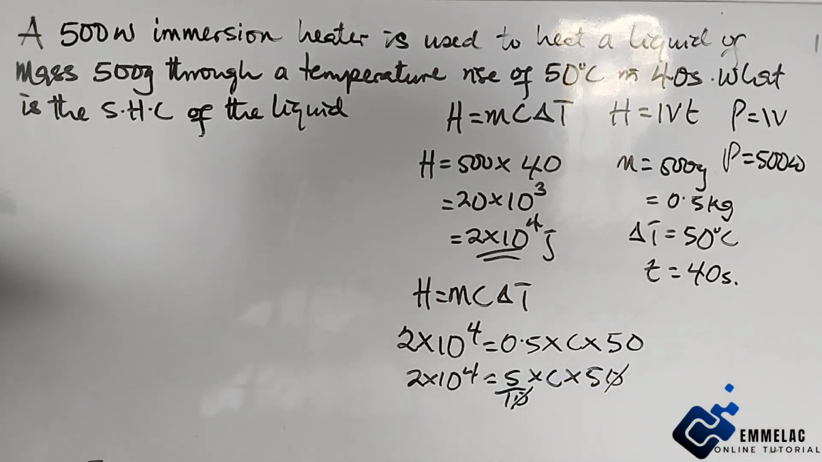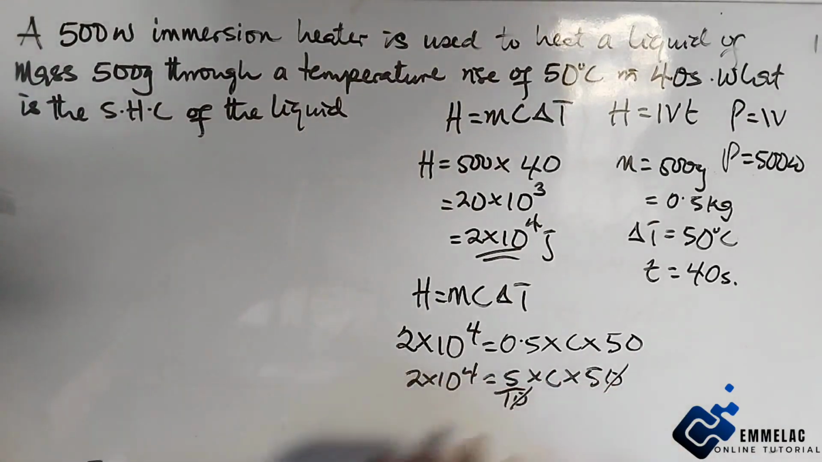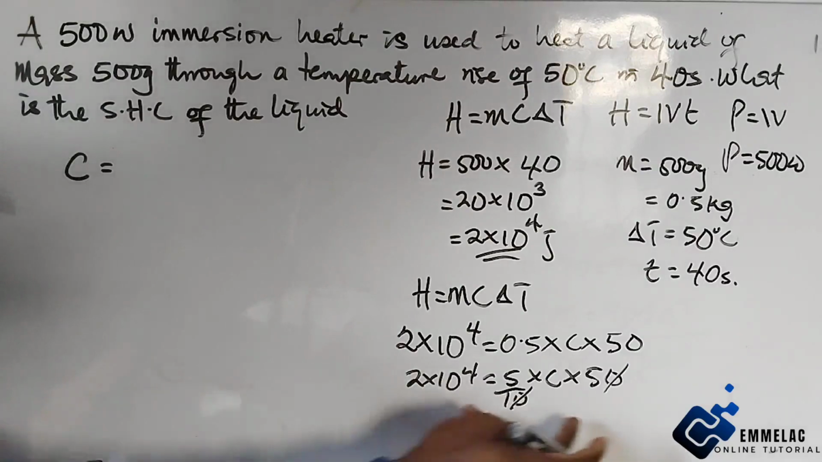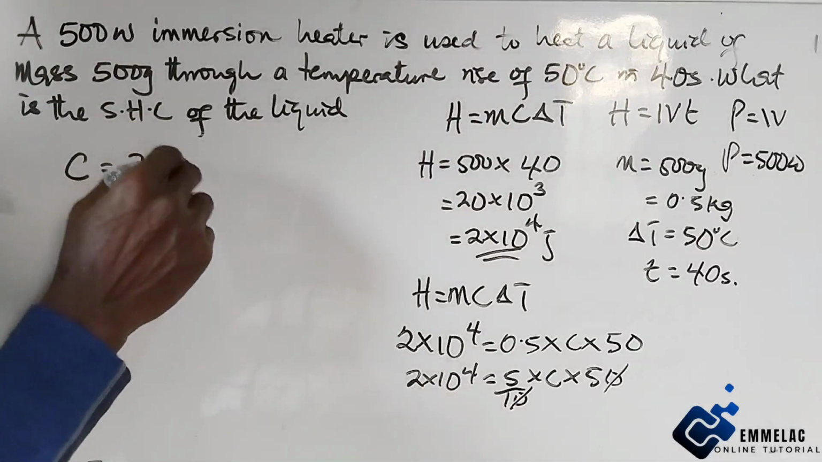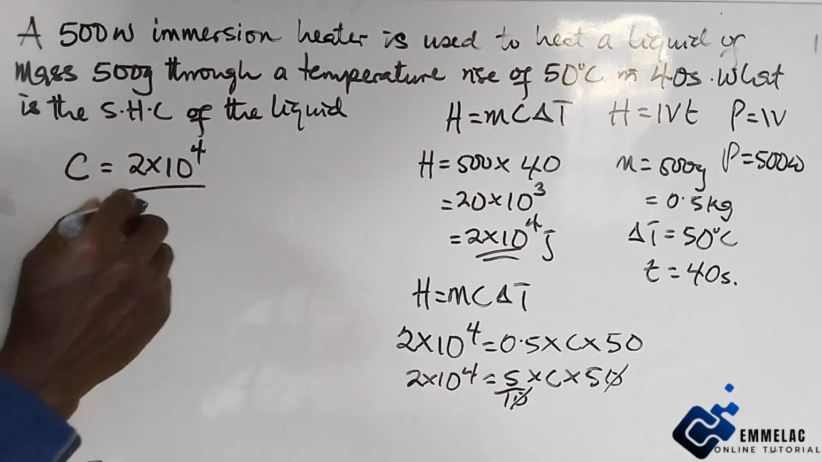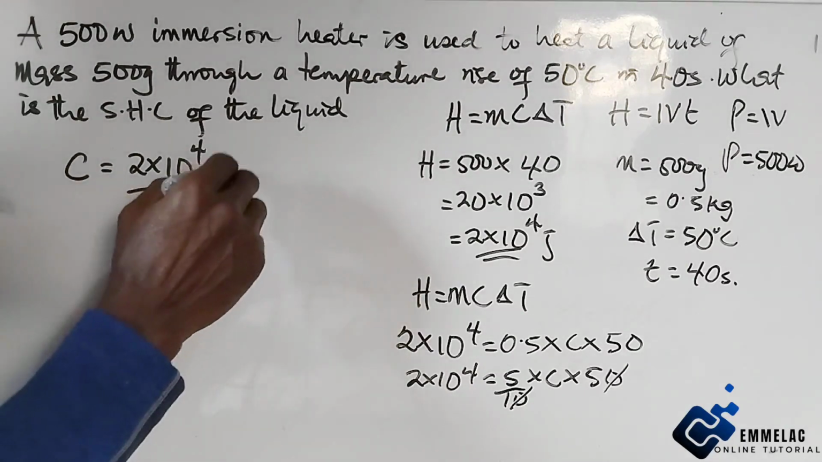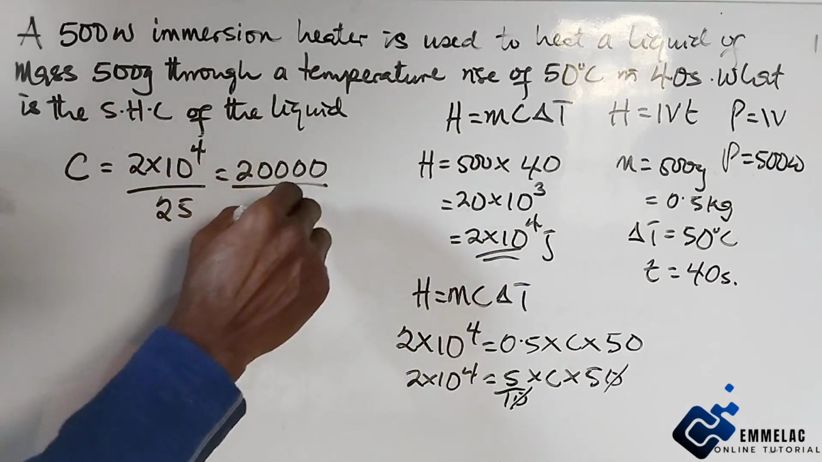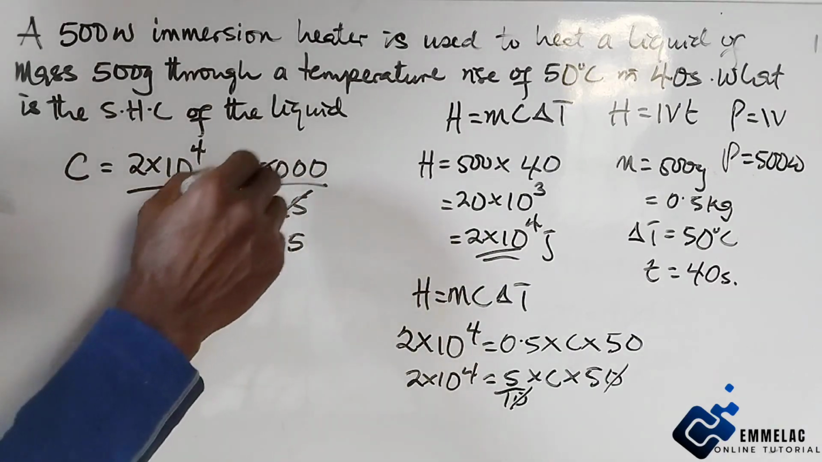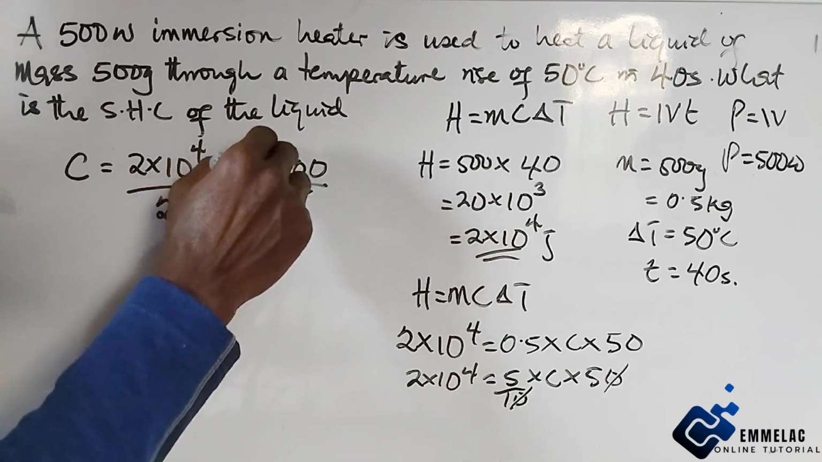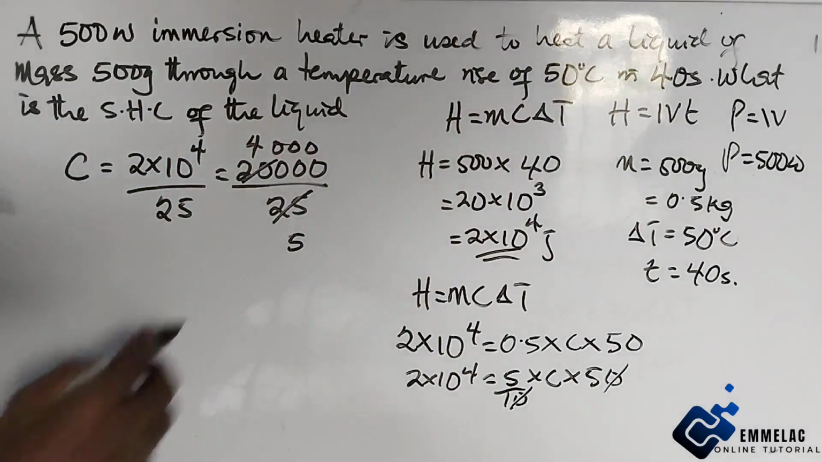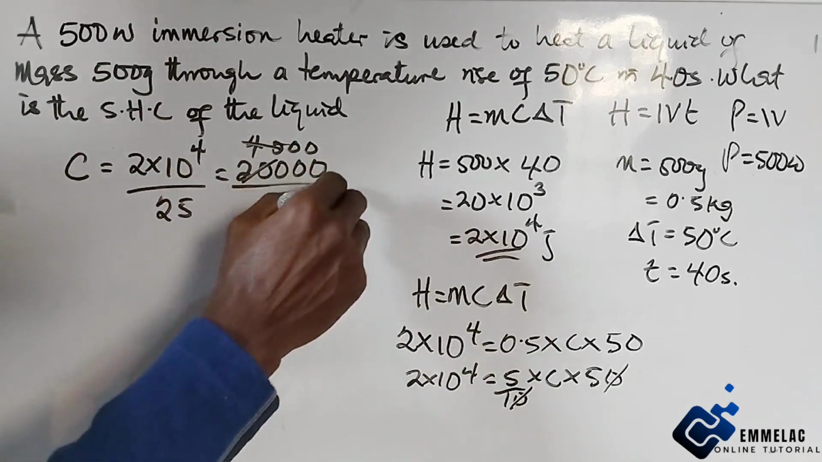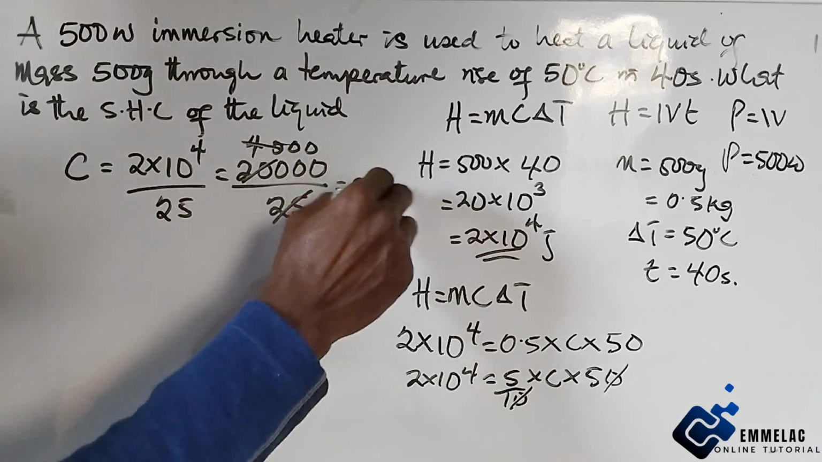This we cancel this, so we are left with 25. So here we can say that, making C the subject of the formula, C is 2 times 10 raised to power 4 over 25, which is 2, how many zeros? 4. 1 2 3 4, over 25. 5 here, 5 here, we have 4 0 0 0. Then 5 in 25, 5; then 5 in 40, we have 8, and the remaining 2 zeros.